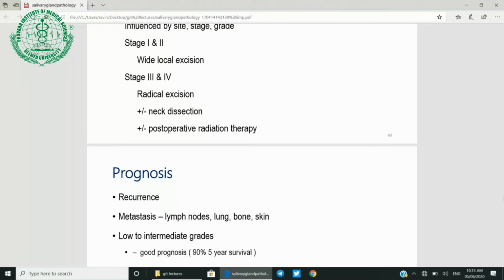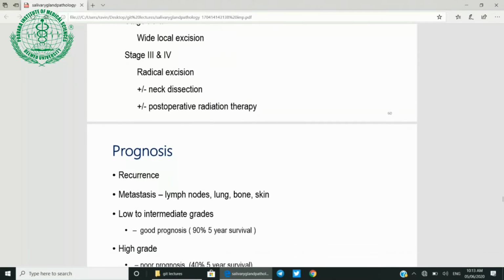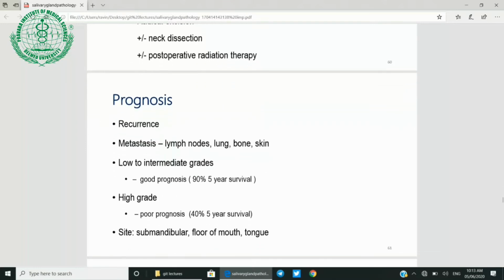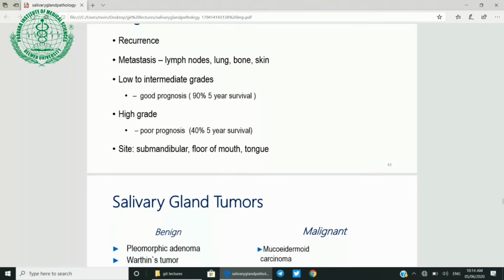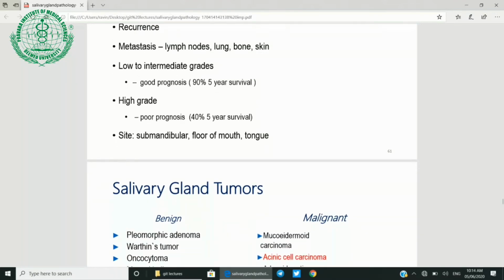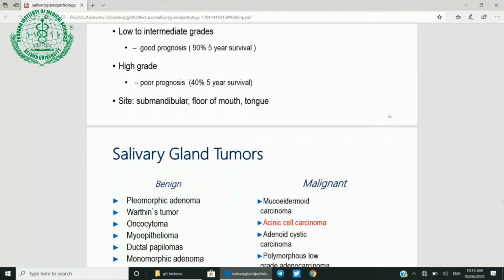So if it is stage 1 and stage 2, wide local excision, and if it is stage 3 and stage 4, radical excision and neck dissection. The prognosis is that this tumor has a tendency to recur. Metastasizes to lymph nodes, lung, bone, skin. Low to intermediate grade, the prognosis is good. High grade, the prognosis is poor.